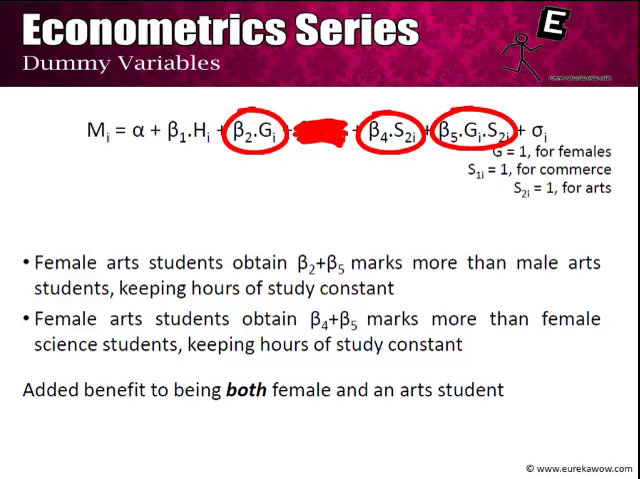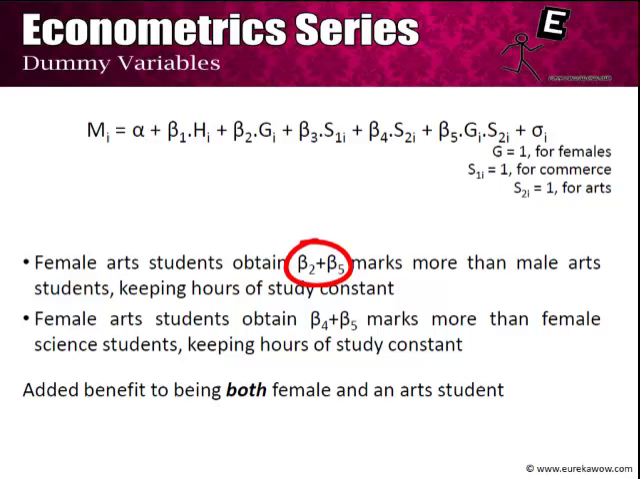However, when we talk about male art students, then GI is equal to 0 and GI into S2I is equal to 0, in which case the added effect is only beta 4. Hence, female art students obtain beta 2 plus beta 5 marks more than male art students, keeping hours of study constant. Similarly, female art students obtain beta 4 plus beta 5 marks more than female science students, keeping hours of study constant. Hence, there is an added benefit to being both female and an art student, and this is the basic concept behind an interactive dummy.